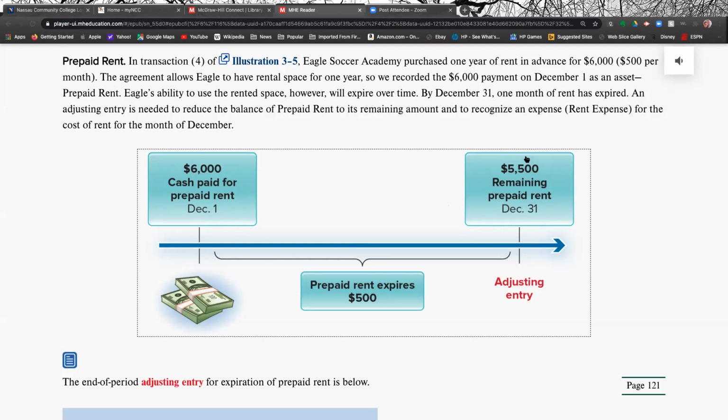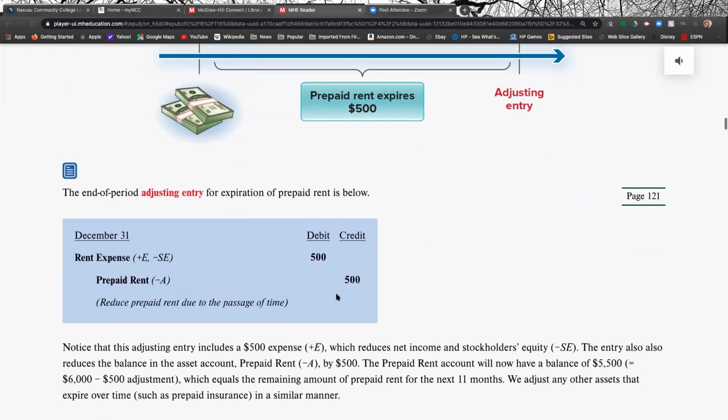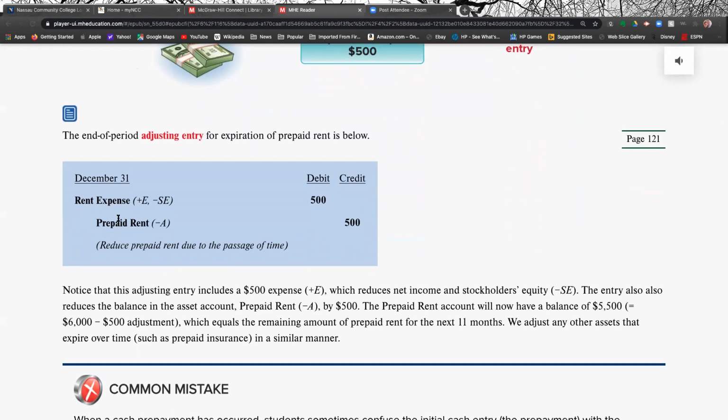If 1 month has expired, notice that this went from 6,000 to 5,500. Why? Because if I take 6,000 divided by 12, that means the rent is really $500 a month. Prepaid rent expires at the rate of $500 a month. What journal entry gets made? Debit rent expense, credit prepaid rent.